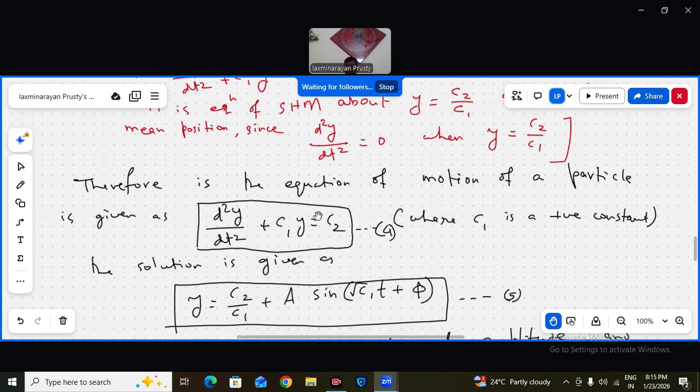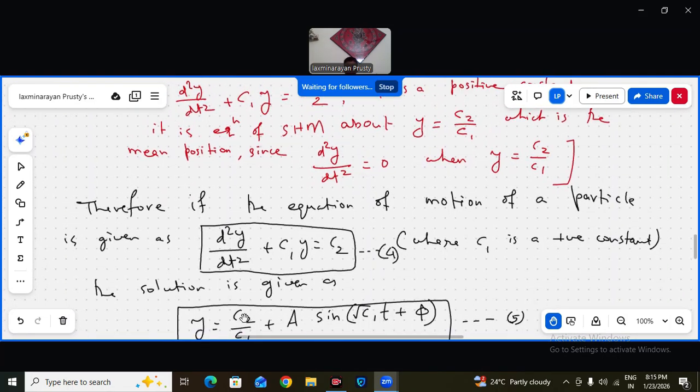Therefore, the equation of motion of the particle is given as d square y by dt square plus c1 y is equal to c2, where c2 is a positive constant. If the equation of motion of the particle is given as d square y by dt square plus c1 y is equal to c2, as c1 is a positive constant, the solution will give that like this.